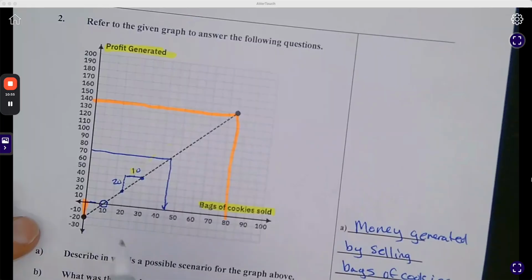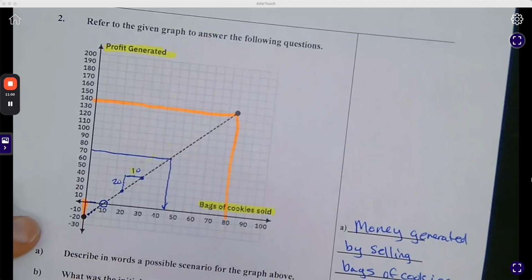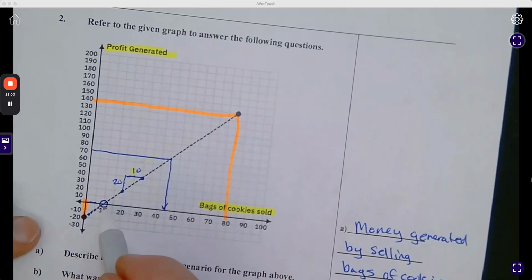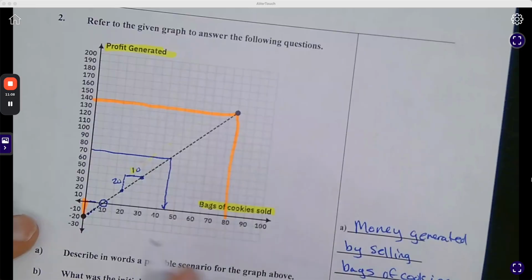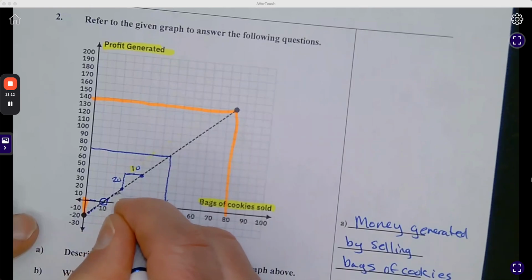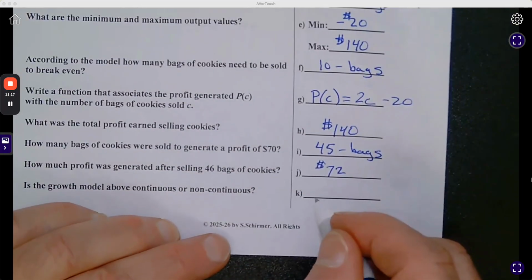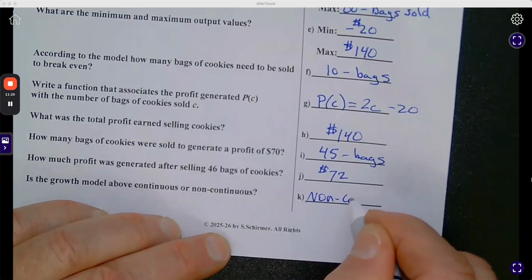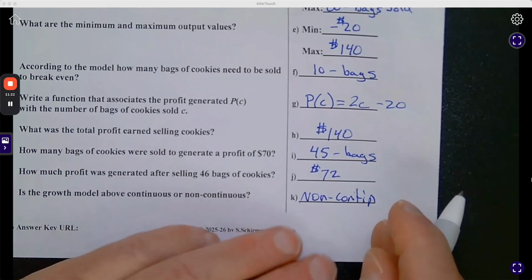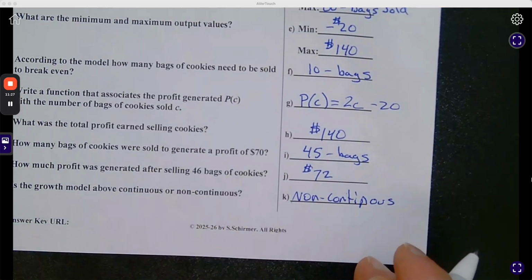Is the growth model continuous or non-continuous? Well, notice how it's dashed. That's because every bag of cookies is its own ordered pair. You can't have 10 and a half bags sold. You can't sell a half of a bag. So this is non-continuous. It's just a bunch of ordered pairs that have a linear pattern. So it's non-continuous. If you can't sell half of something or half of something doesn't make sense, then it's non-continuous. All right, let's move on.